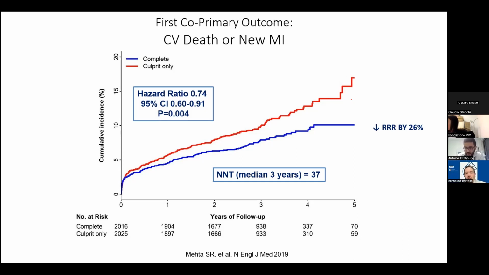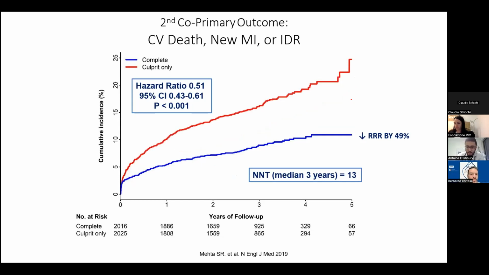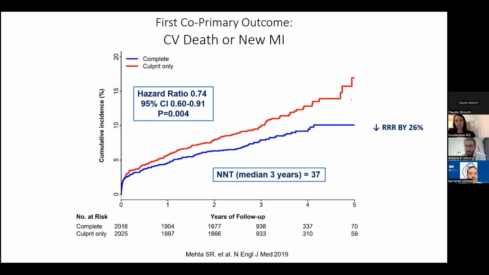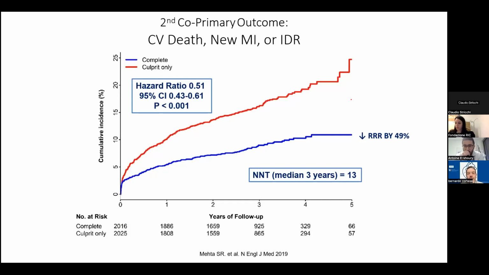So there is a reduction of 26% of the cumulative incidence of cardiovascular death and MI. But do you have information regarding the TLR or the necessity for any type of revascularization? Okay, here it's put together with the other one. This slide, you mean, doctor? Yes. Well, this is cumulative. So here you are adding ischemia-driven revascularization to the other outcome.